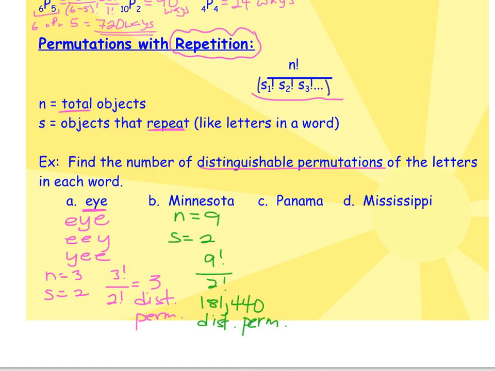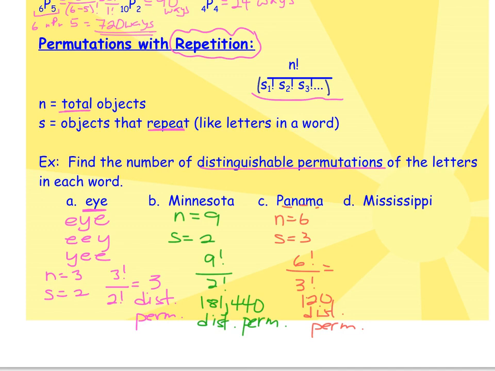All right, how about Panama? The word Panama has 6 letters total. And notice the letter A is represented 3 times. So that means there are 3 letters that are exactly the same when we try to rearrange that order. For the number of distinguishable permutations then, we'll take 6 factorial divided by 3 factorial. And that gives us 120 total distinguishable permutations.